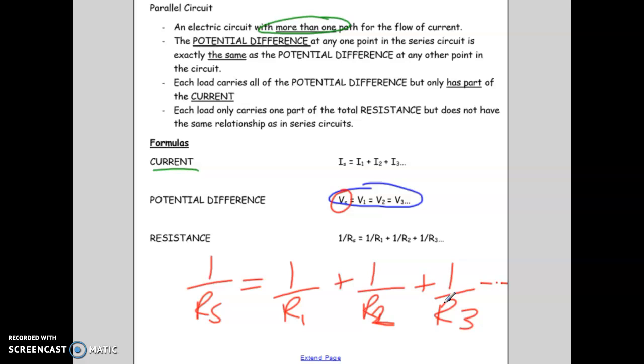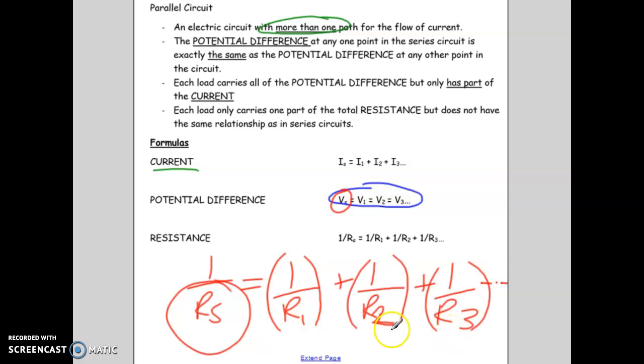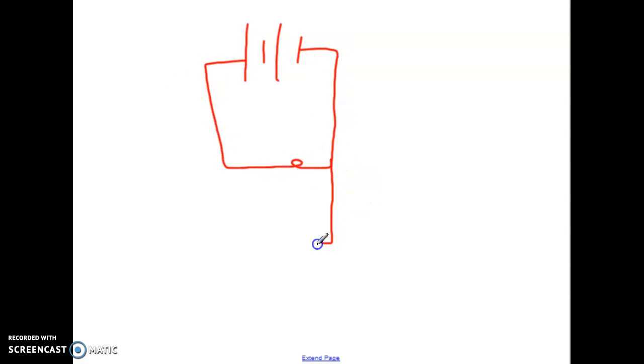So what does this mean? Essentially, we're going to have to do a calculation. It's not going to be as simple as calculating current and potential difference. We're going to have to do essentially division as we go and solve for RT. This will actually make more sense once we do an example. So I'm just going to do something very quick here to show you how we can go about solving this, and then we'll do some more examples.